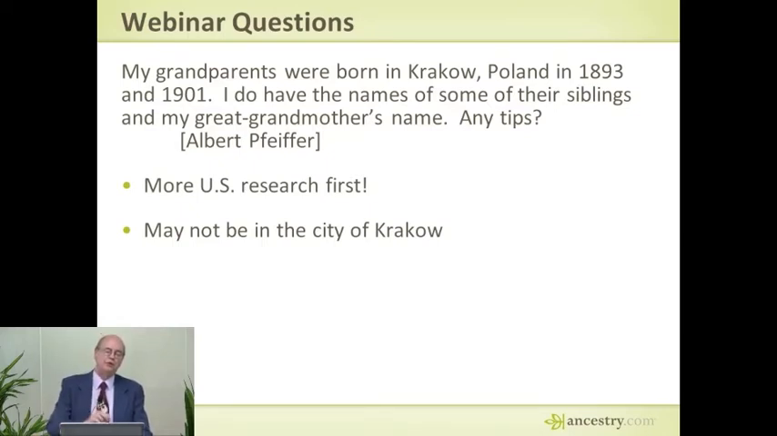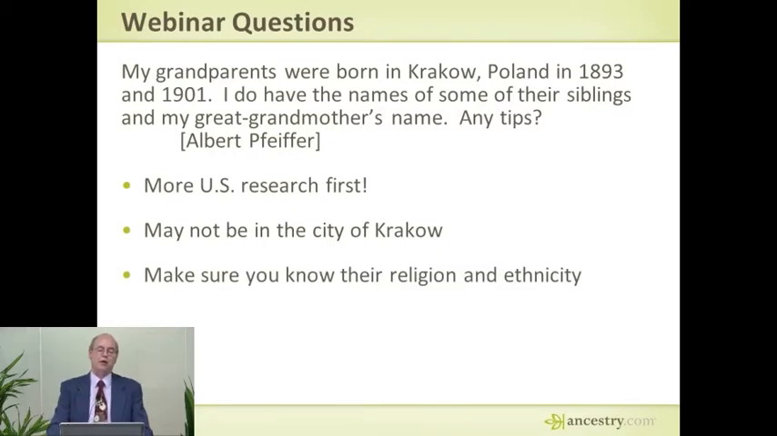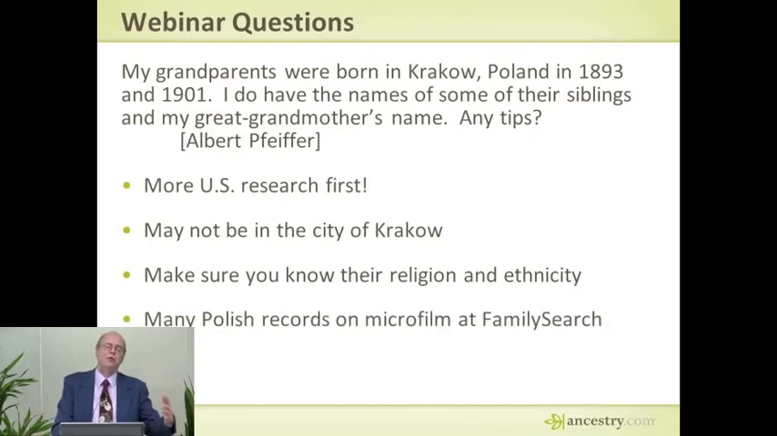So more research is going to help you figure that much out as well. Make sure, therefore, that you know their religion and their ethnicity. I just rattled off 3 different religions and 3 different ethnicities that can be found in and around the environs of Krakow. There are others as well around that city. So make sure you know exactly who you're looking for, because that's going to depend on where you find them.